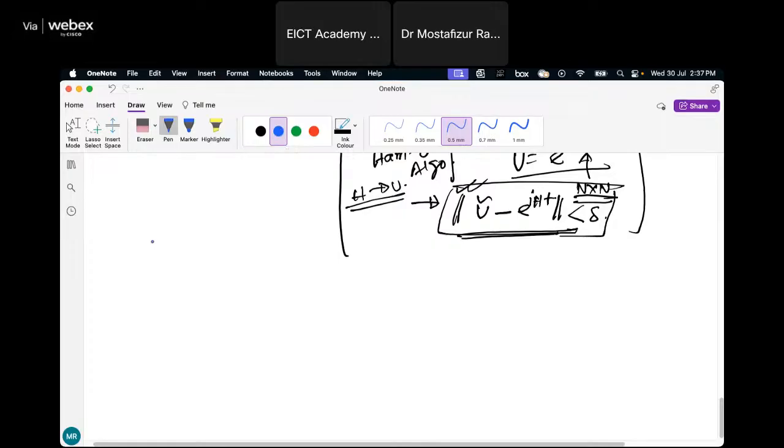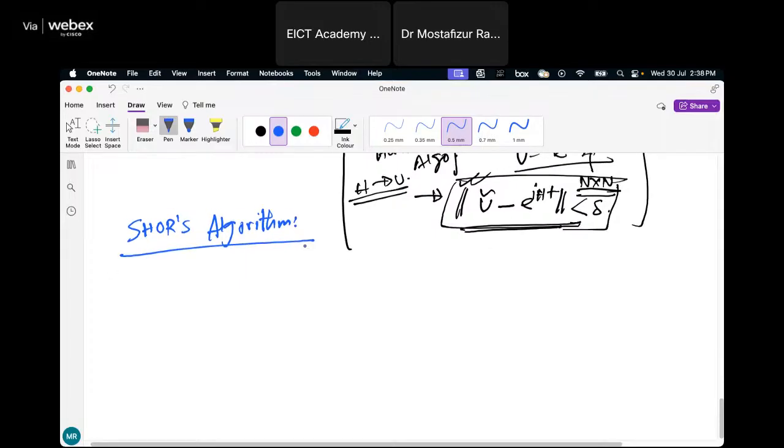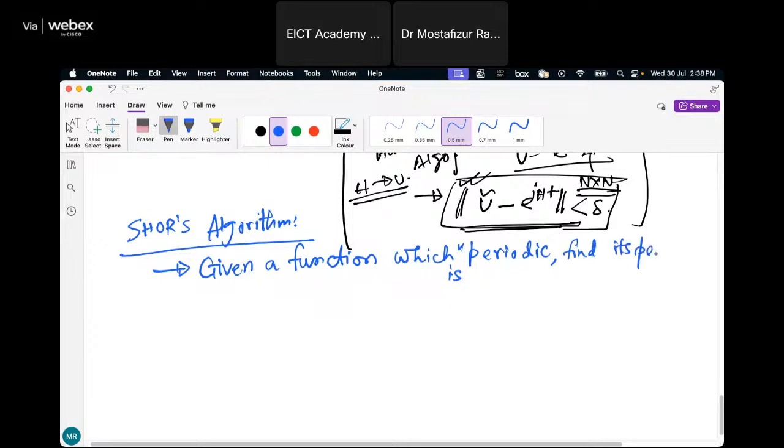Now let's come back to the original topic, the Shor algorithm, right? And all the things I covered in the classical part might be important here as well. So, Shor algorithm. What is the problem? The problem is, given a function which is periodic, find its period. It has many applications. I'm not going into the application part.